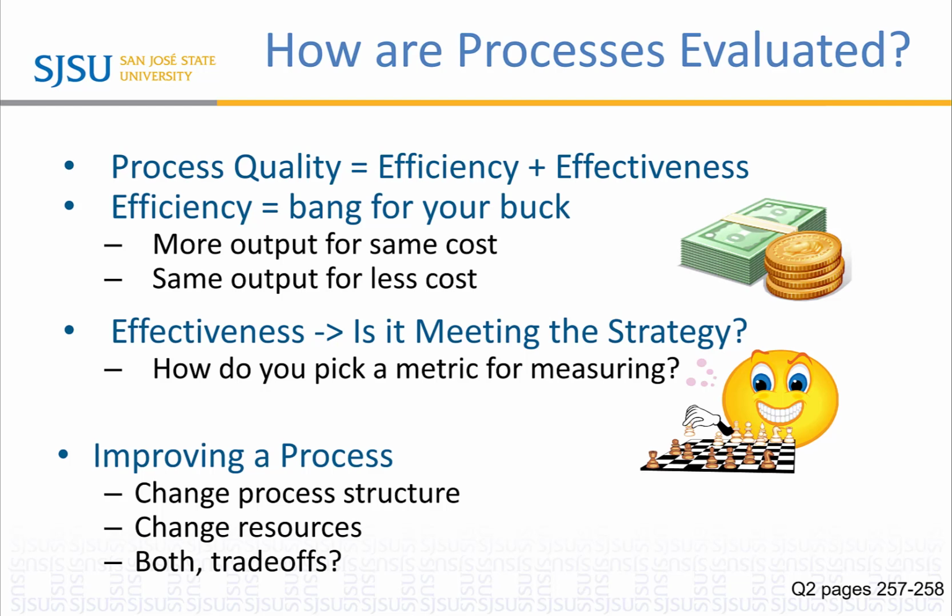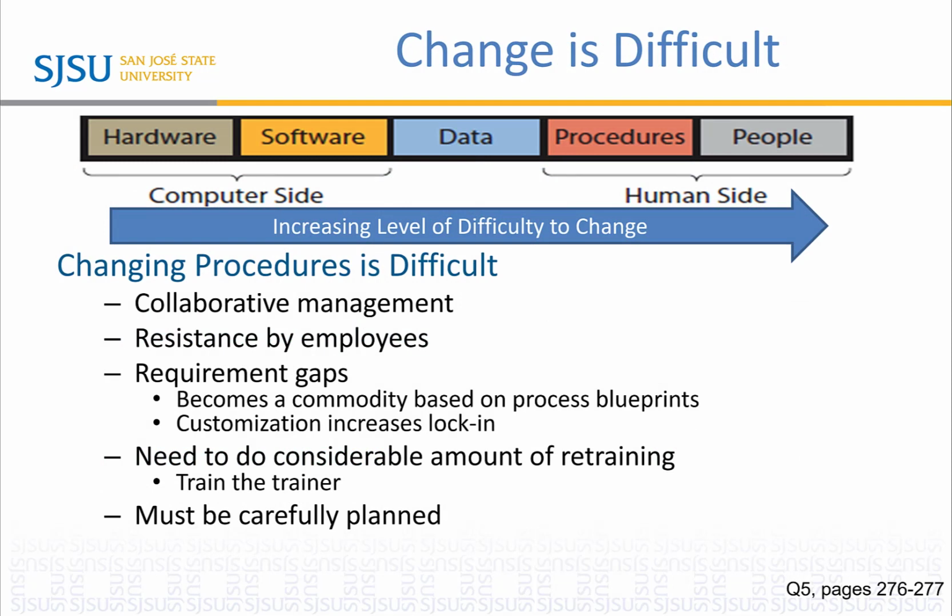If you wanted to improve a process, you would either be increasing the efficiency of it or the effectiveness of it. To do that, you can do one of two things. You can either change the structure of the process, or you could increase the resources devoted to the process. You could also change both. Are there trade-offs? If you look at efficiency and effectiveness, sometimes to increase the effectiveness would require more resources, which may reduce the efficiency. When trying to improve a process, if you're changing the structure, that means you're likely to be changing the procedures, which is difficult to change in an information system.